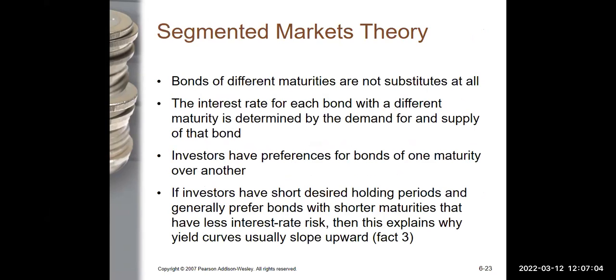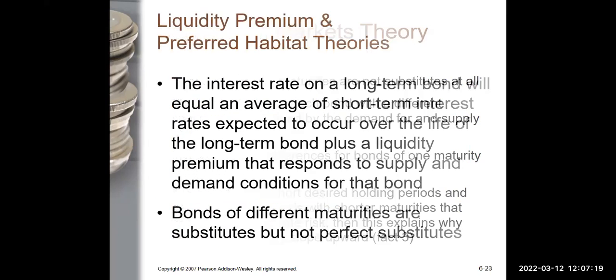So investors have preferences for bonds of one maturity over another. If investors have short desired holding periods and generally prefer bonds with shorter maturities that have less interest rate risk, then that explains why the yield curve usually slopes upward. All right, so it's important.